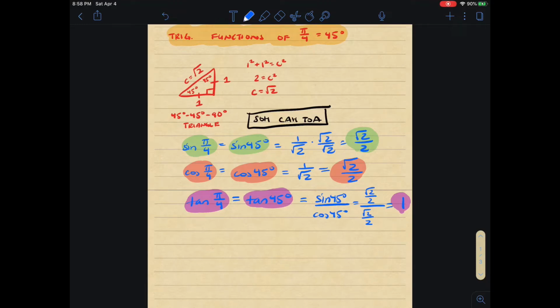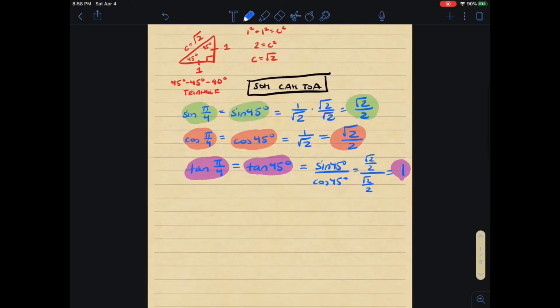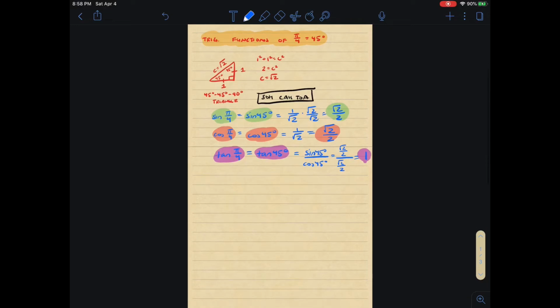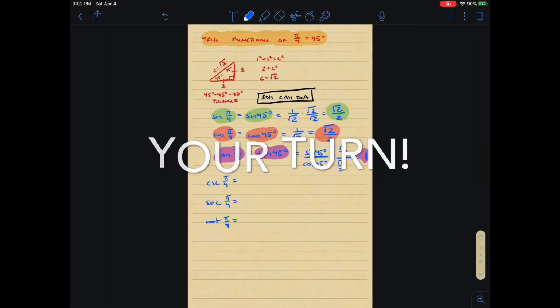Now let's look at the other three trig functions, right? So let me zoom out a little bit more. At this point, I want you to find cosecant of pi over 4. I want you to find secant of pi over 4. And I want you to find cotangent of pi over 4 using your identities, using whatever you need to use, okay? Just don't use a calculator, please. So pause the video, and when you're ready, press play.